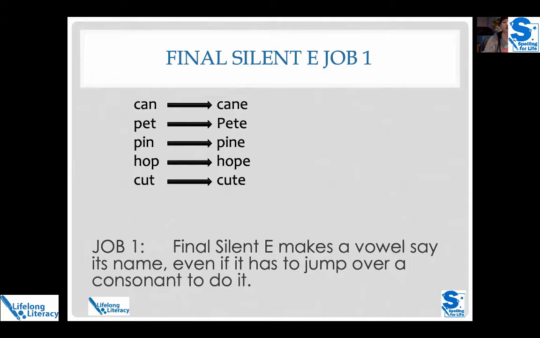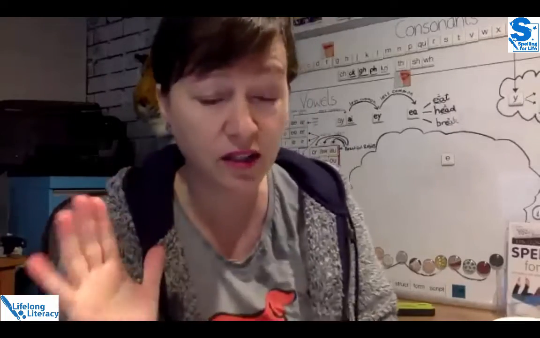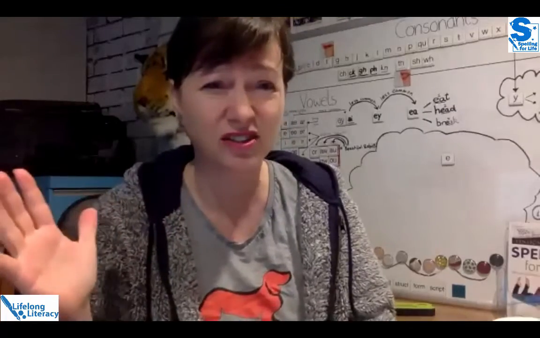You may know it by lots of different names, such as Ninja E, Magic E, Bossy E. And some of you have even been taught that it's a split digraph. I'll let you into a secret. It's not. There's no such thing. But anyway, final silent E, job one, makes a vowel say its name, even if it has to jump over a consonant to do it. So that's the first thing.